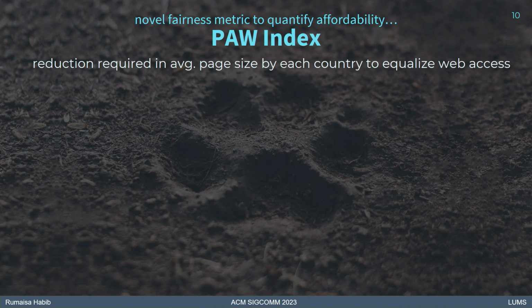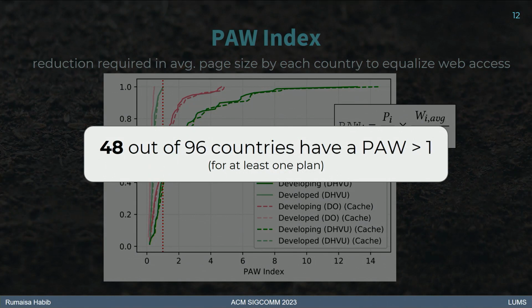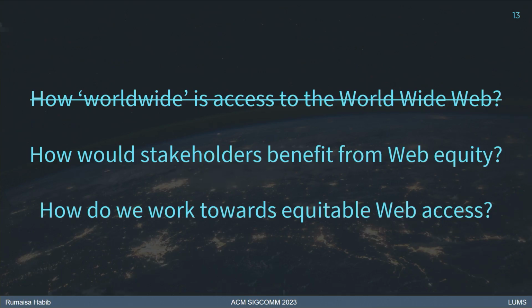So a PAW of greater than 1 would indicate unaffordable access. As you can see in this graph with the red dotted line indicating a PAW of 1, a lot of developing countries don't meet this target. To be more specific, 48 out of the 96 countries in our data set have a PAW of greater than 1 for at least one data plan. So now we know that this is an issue.